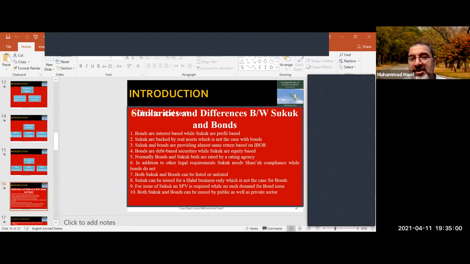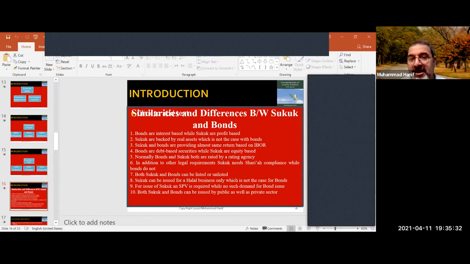Bonds are debt-based securities, while sukuk are equity-based securities. No one is supposed to give you money. They have not taken a loan from you. Actually, they have sold you an asset. Now this asset is yours. When they buy back their asset, or if they don't have money, then this asset will be sold to someone else. So whatever money comes, that will go to you. So it's not a debt-based security. It's an equity-based security.